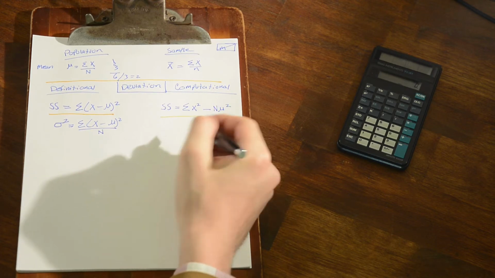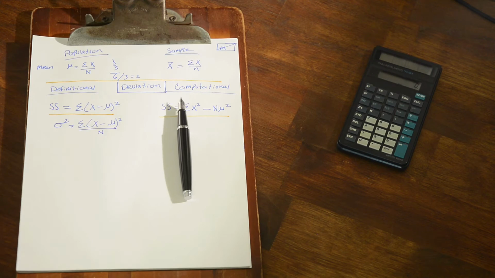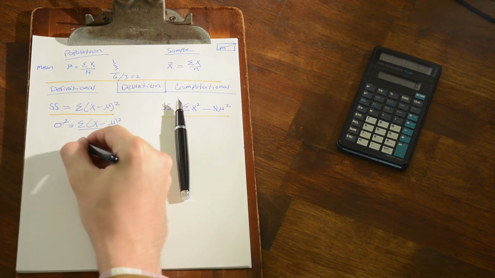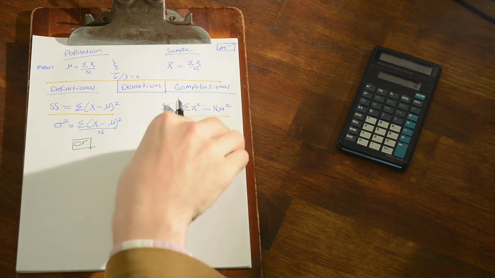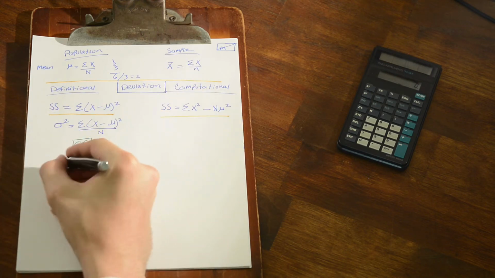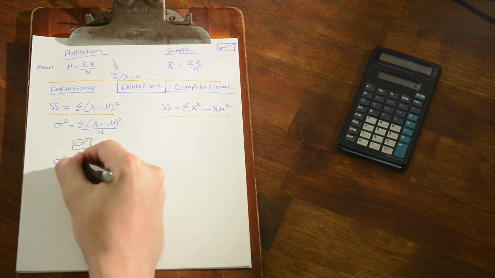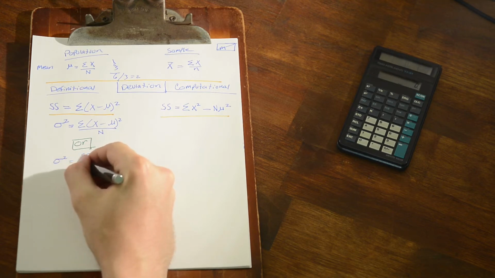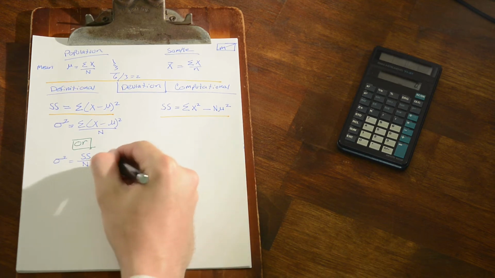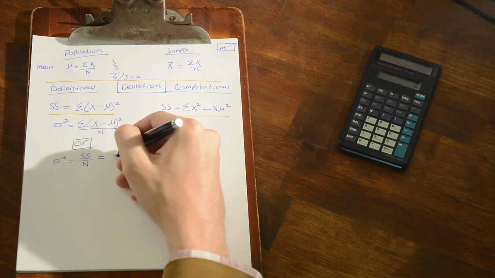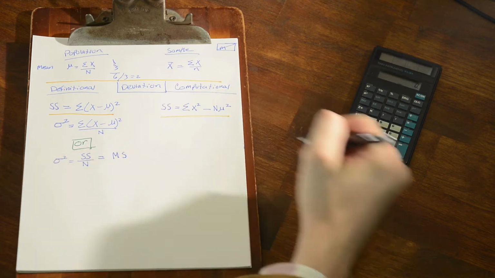There's another way to do this. We'll use some green to differentiate. We could say sigma squared is equal to the sum of squares divided by n. And another way to phrase this is the mean squares.